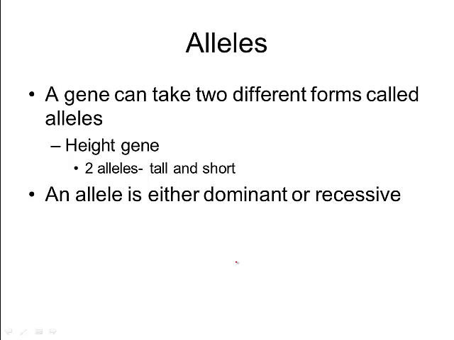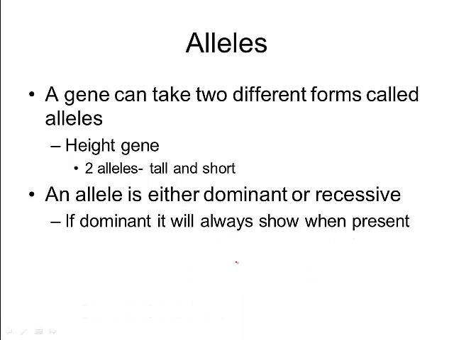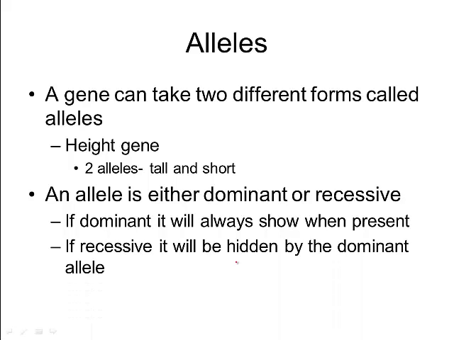When we talk about alleles, an allele can be either dominant or recessive at this point. There are exceptions to this rule that we will go over later, but just to keep things simple, we're going to start with the alleles as being either dominant or recessive. If an allele is dominant, it will always show when present. So if you have a dominant version of the gene, you are going to show whatever trait that dominant allele is for. To show a recessive, you have to have two copies of it, because a recessive will be hidden by a dominant allele. So the only way to show a recessive is to have gotten a recessive from your mom and a recessive from your dad. And that will give you your recessive trait.